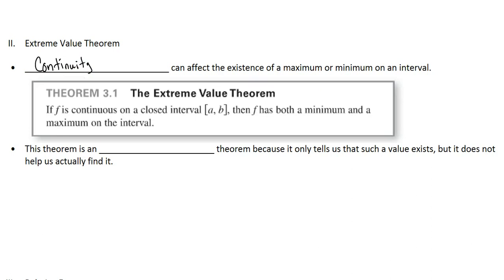So this theorem is the first theorem of chapter 3, and it's called the extreme value theorem. It says if f is continuous on a closed interval [a, b], then f has both a minimum and a maximum on the interval. Now, one thing that's important to notice is that this is an existence theorem. Just like the existence theorems we've talked about before, it only tells us that a value exists. It doesn't actually help us find the value. So if you know that it's continuous on a closed interval, you know it has both a minimum and maximum. You just don't necessarily know what those are. You don't know whether they're interior or endpoint extrema as well. So you know that they exist, but you don't know any information about them yet.